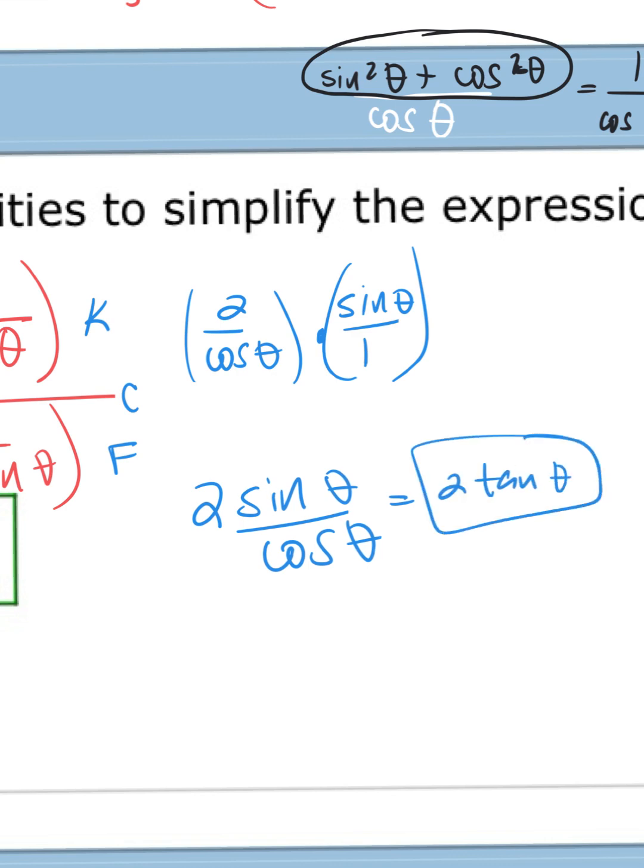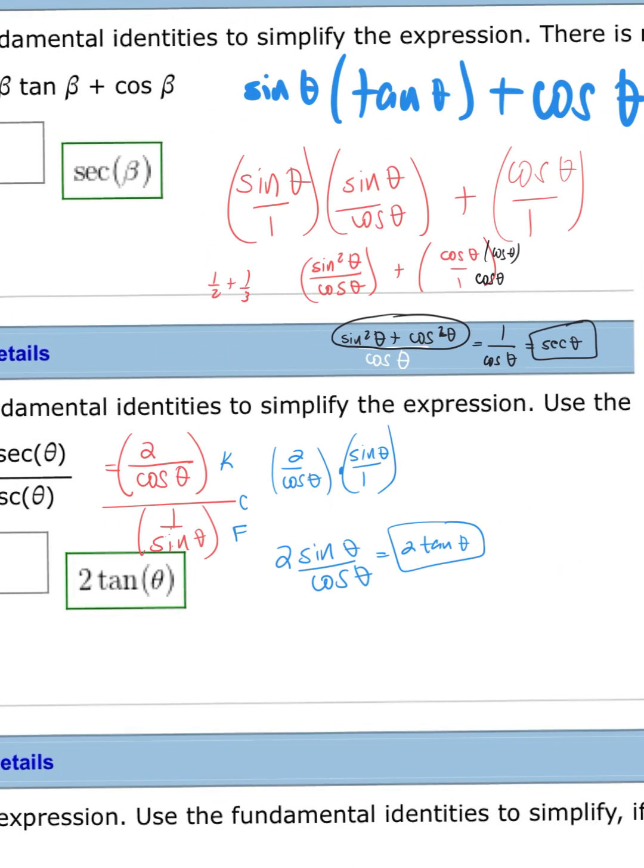Now, simplifying. Why is simplifying hard? Because some of you guys don't know when to stop. You're like, how do I know? How do I know I'm done? That's why simplifying can be difficult. But we use simplifying, we use the whole thing to then take us into verifying. So that's what we're going to do now.